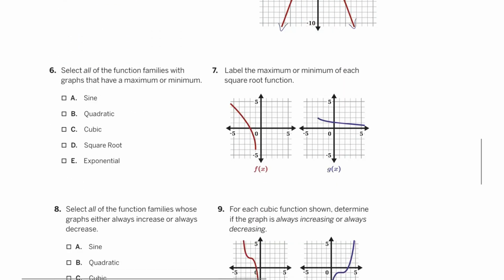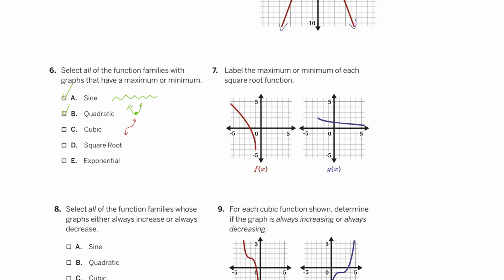For number 6, select all of the function families with graphs that have a maximum or minimum. Okay, great. This is a good segue from what I was just talking about for number 5. So sine here, I would say that yes, sine has a maximum or a minimum because it keeps bouncing back and forth from its highest and lowest point. The quadratic definitely has a minimum or a maximum. A parabola turns around at a certain point. A cubic function does not, because a cubic function goes on forever, both up and down.